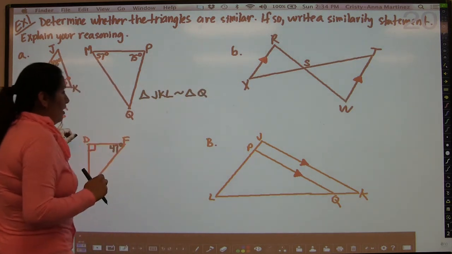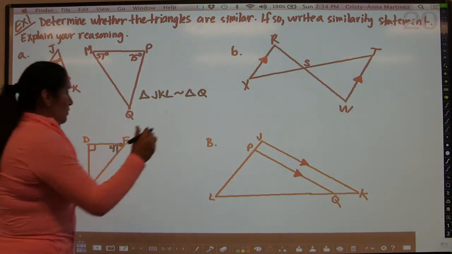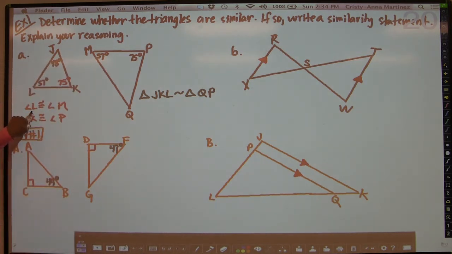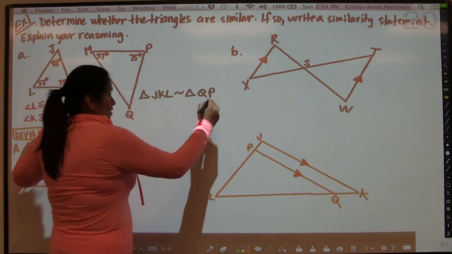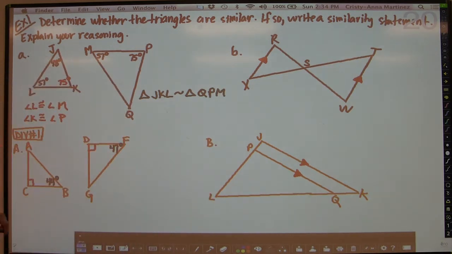So Q is going to go there. K, which is the second letter, corresponds to P, so we're going to put P here. And then L, which is the last letter, corresponds to M, so we're going to put the M right here. So there's my similarity statement. And as far as explaining my reasoning, I already did with this portion here. So now we're going to go to part B.